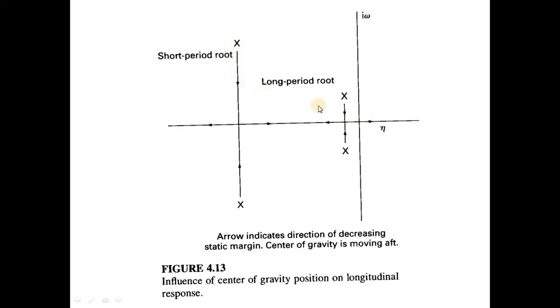Okay, sebab dia makin dekat kan, dia turun ke bawah tapi dia makin dekat. Okay, so bila ke belakang, frekuensinya makin rendah. Okay, makin rendah sebab dia kurang stabil, frekuensi makin rendah, tapi damping ratio dia makin besar. Okay, makin besar damping ratio dia. Okay, which is good.